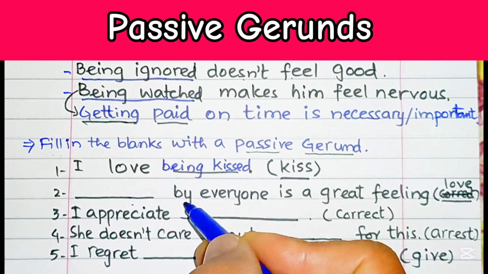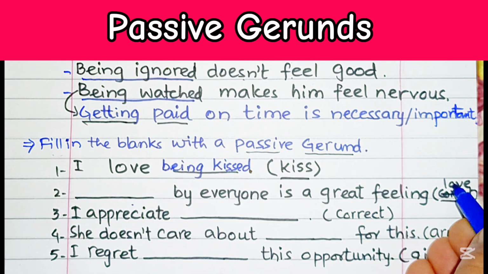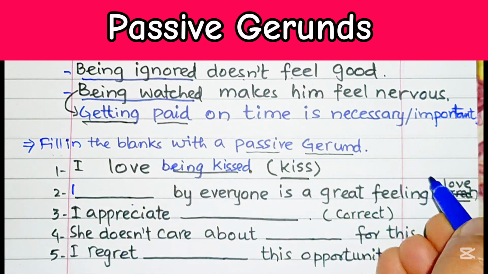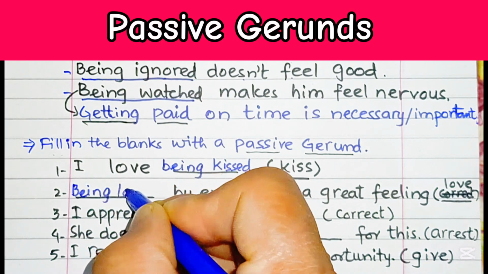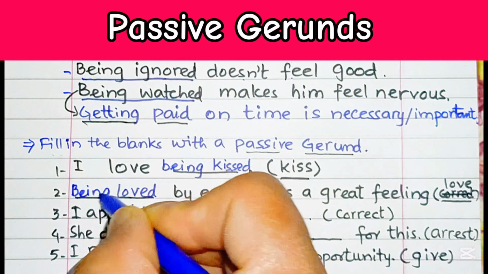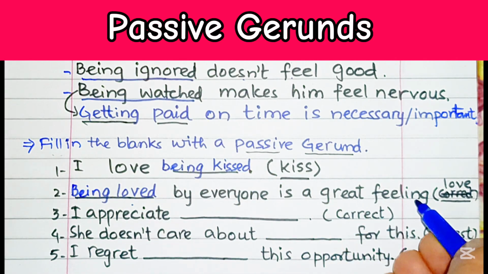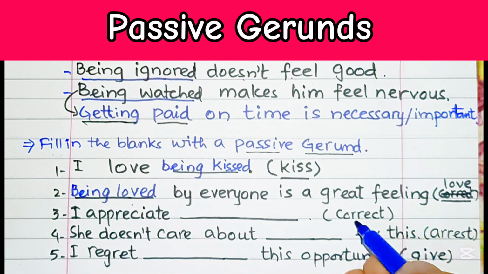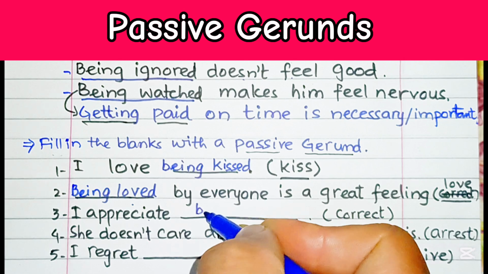Number 2, blank by everyone is a great feeling, and we have a verb that is love. So this is a passive gerund right in the beginning. Being loved, being and then past participle, being loved by everyone is a great feeling. I appreciate, and then there is a blank space. We may employ the verb correct over here. We can use it. I appreciate being corrected.